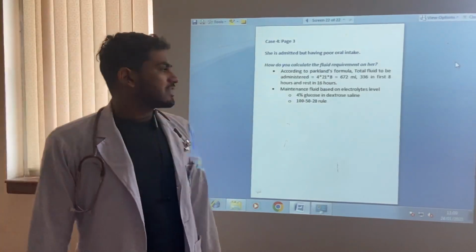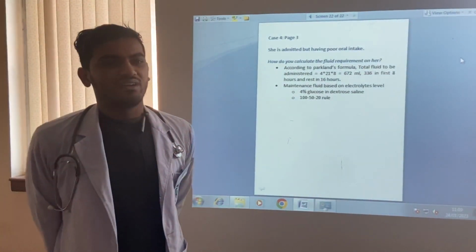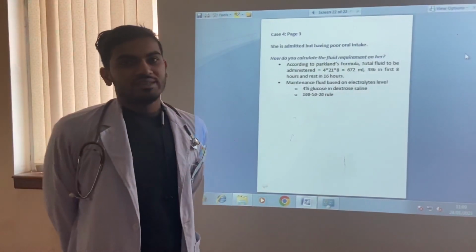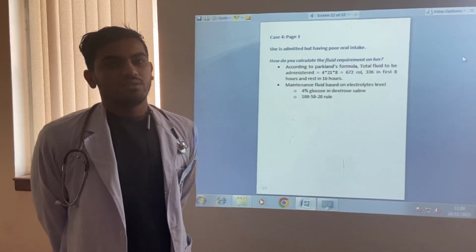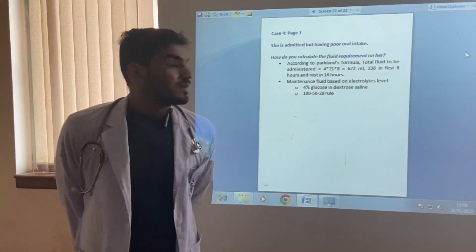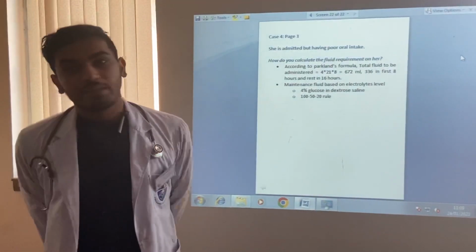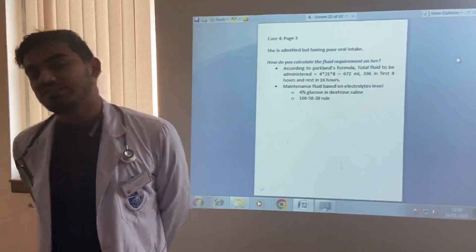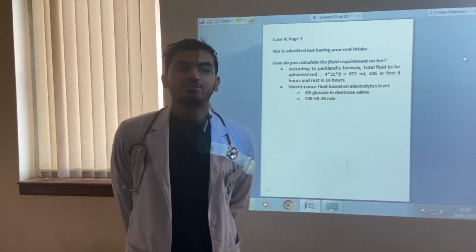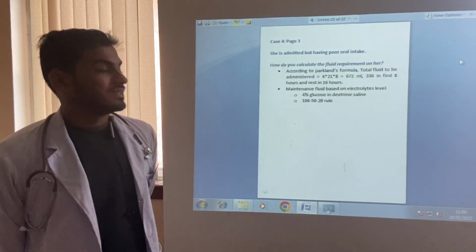So for the calculation of the fluid requirement from the Parkland formula, as I have already talked about, it is 4 milliliter times the weight times the total body surface area involved in the burn. That can be given over 24 hours, with 50% in the first 8 hours and the remaining 50% in the later 16 hours.